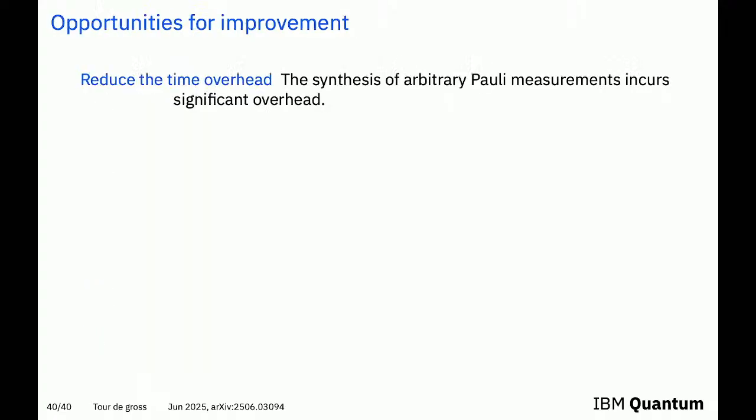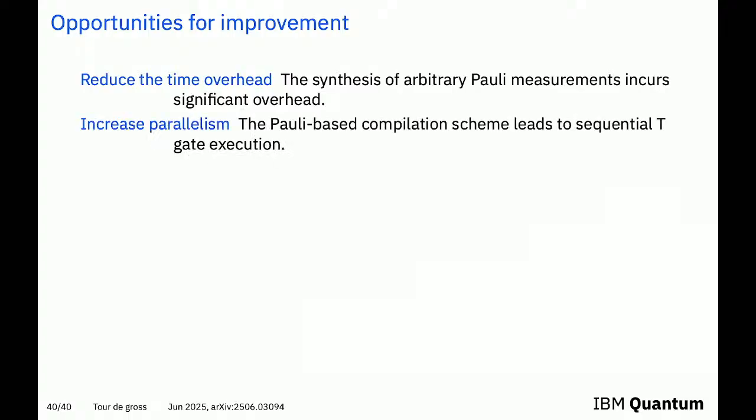So, some opportunities for improvement. First off, the synthesis of the Pauli measurements I showed you has about a factor 20 time overhead, which we would love to push down to be more comparable to the surface code, which needs only about a factor 1 to measure arbitrary Paulis. The poly-based compilation scheme we used leads to sequential T-gate execution. So it's very sequential, and we would like to inject many rotations simultaneously.